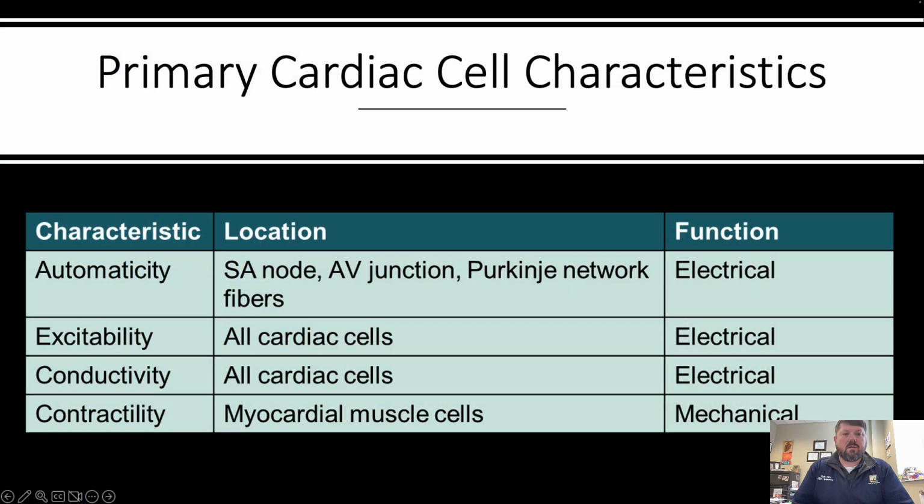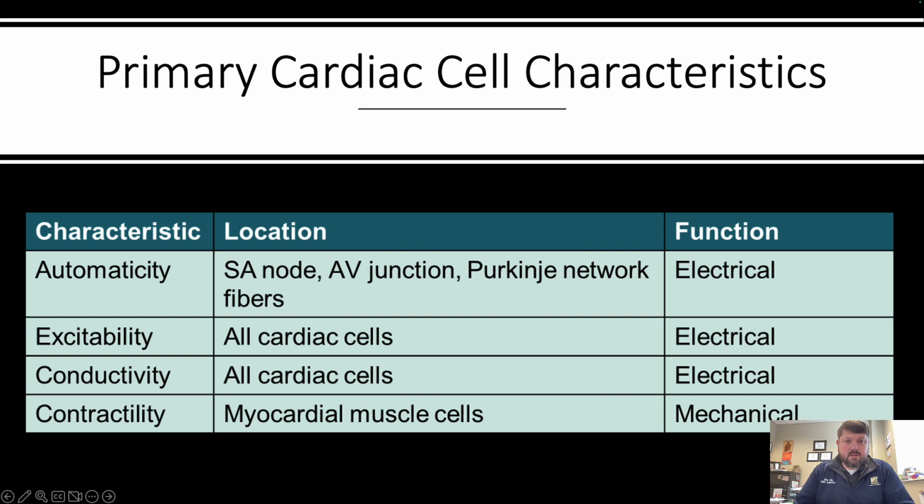So again, these are going to be where you'll actually see these cell characteristics. So automaticity, or the ability to self-propagate an action potential, you'll see these in the pacemaker areas, such as the SA node, the AV node, or the AV junction rather, and the Purkinje network. For excitability, all cardiac cells, including myocardial cells, are going to respond to an electrical stimulus.